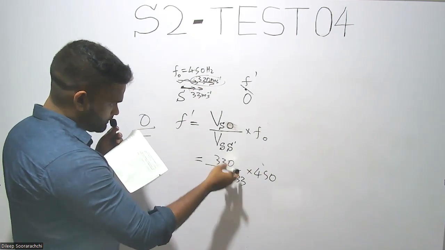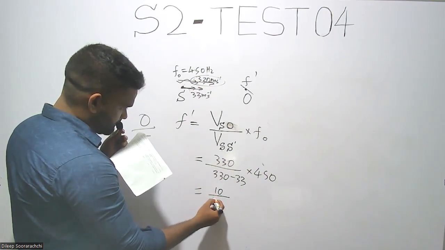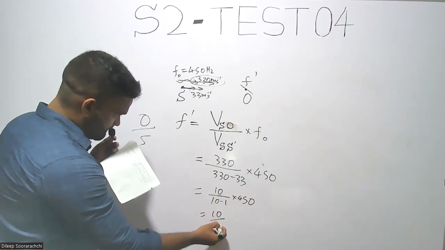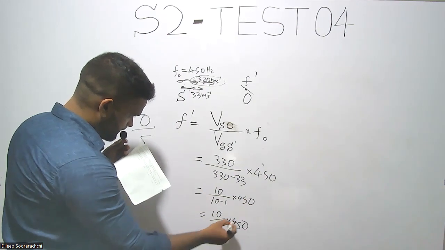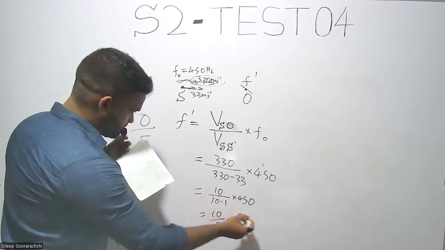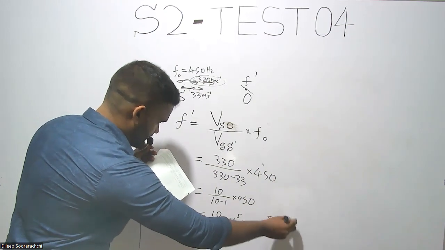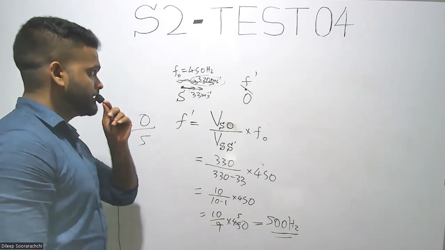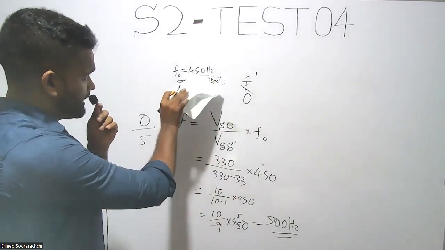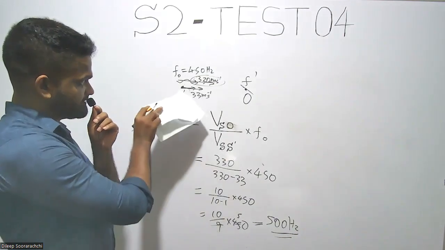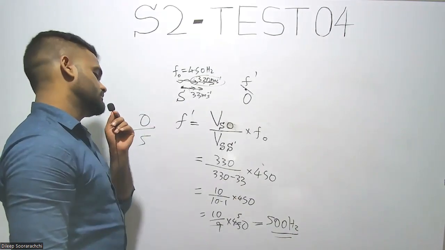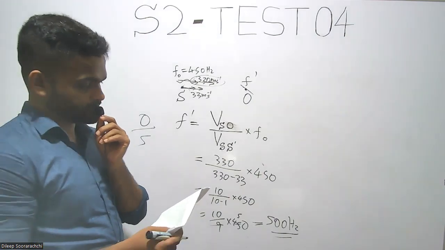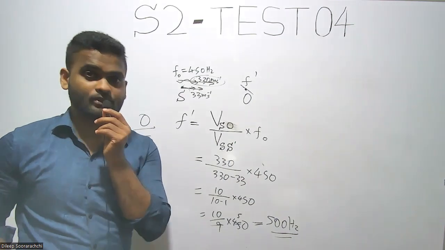Then just divide the whole thing by 33. 10 divided by 9 times 450, that is 50 times 10, so that should be 500 hertz. So the apparent frequency is 500 hertz. You can see this is higher than 450, since the source is moving towards the observer. So the answer should be the third one for the 14th question.